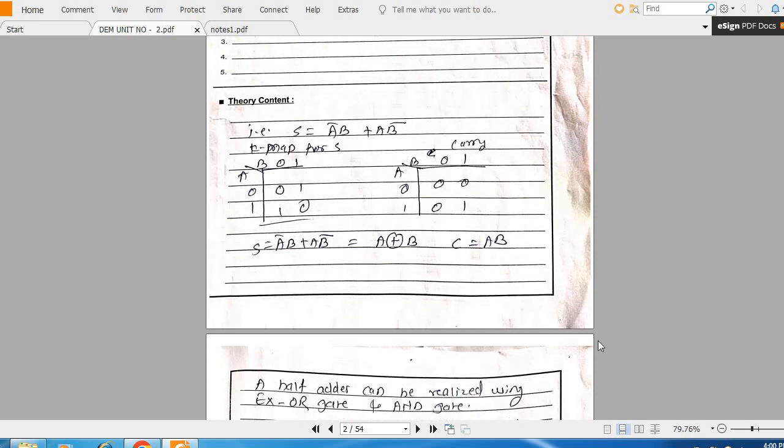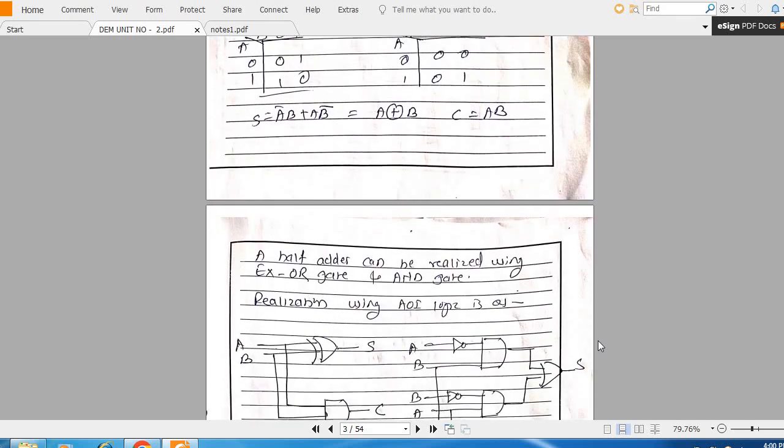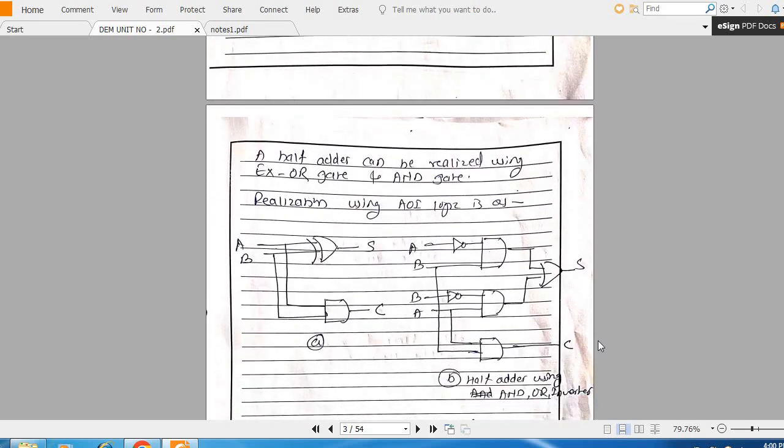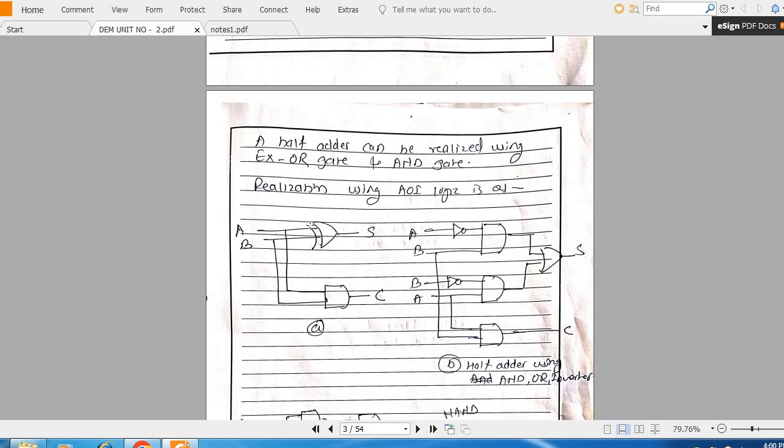So the diagram using XOR gate and AND gate for the half adder will be like this. For sum I require an XOR gate, and for carry we require an AND gate. So this will be the half adder using XOR gate and AND gate.